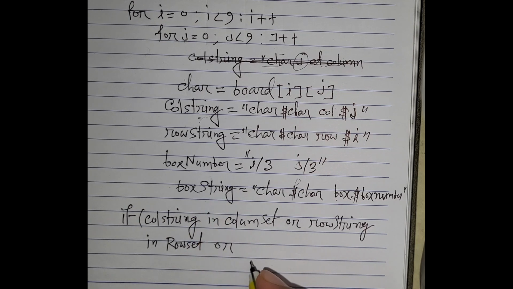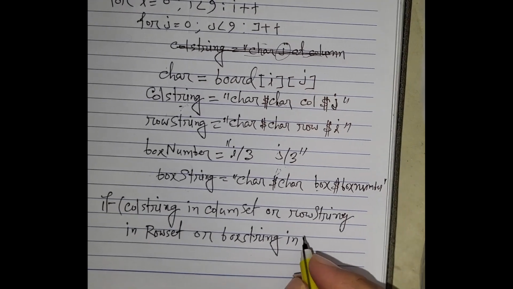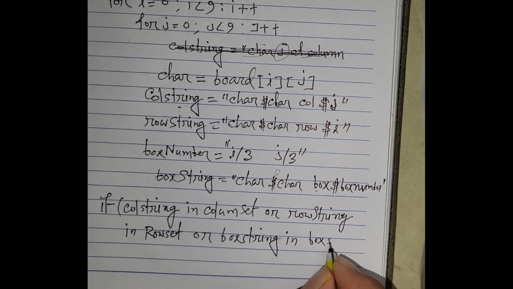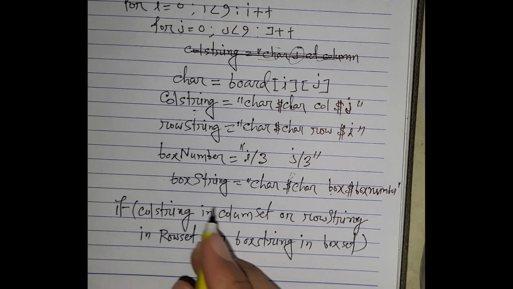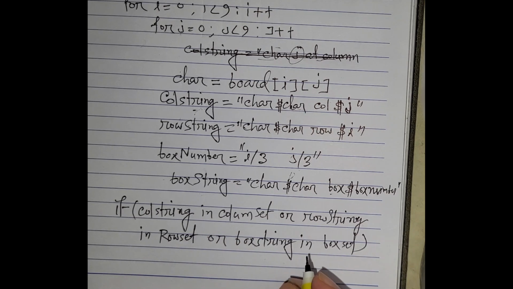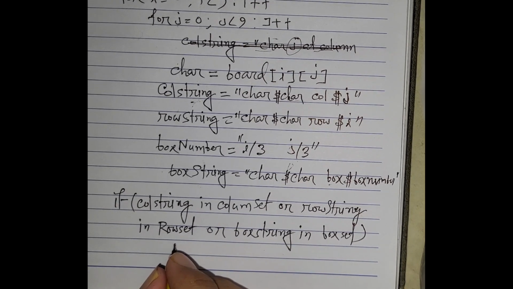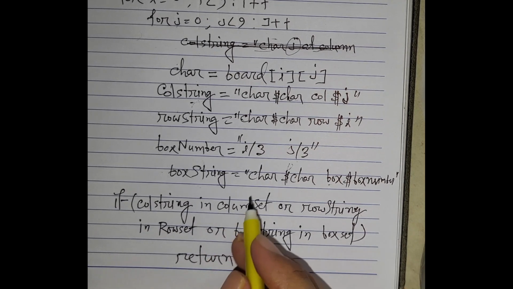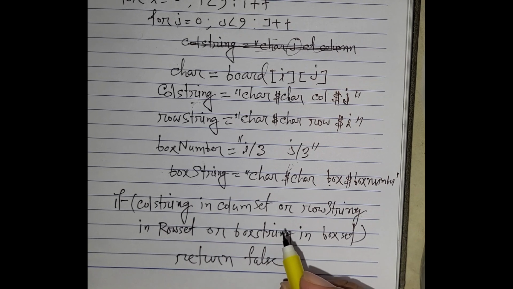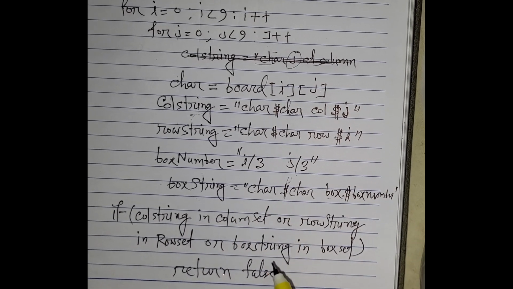This box string, does it already exist in our box set? If it already exists in either of them, that means we have a duplicate. So we can just return false from here, meaning it's not a valid sudoku. But if they don't exist in their sets, then we can just add them to our set.